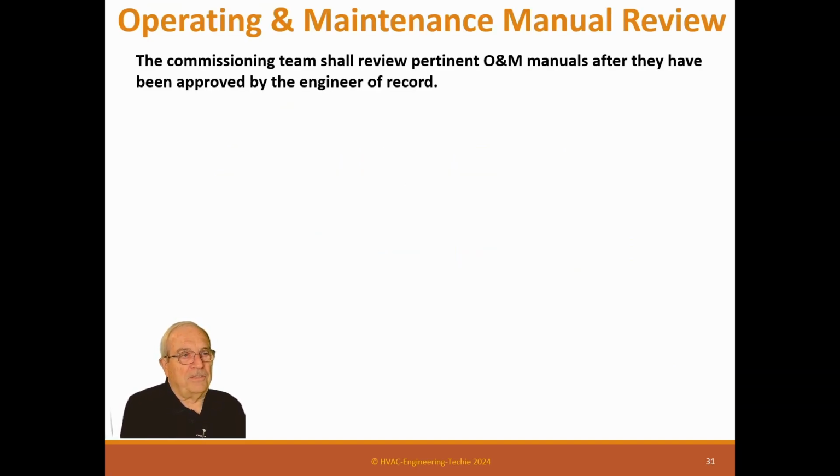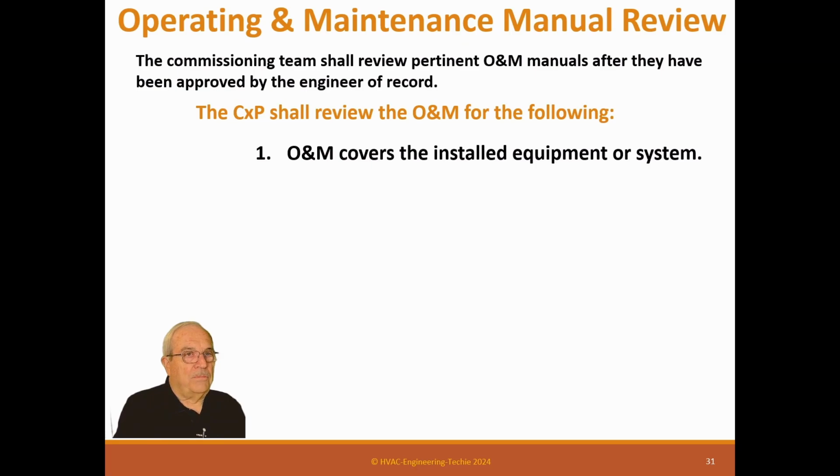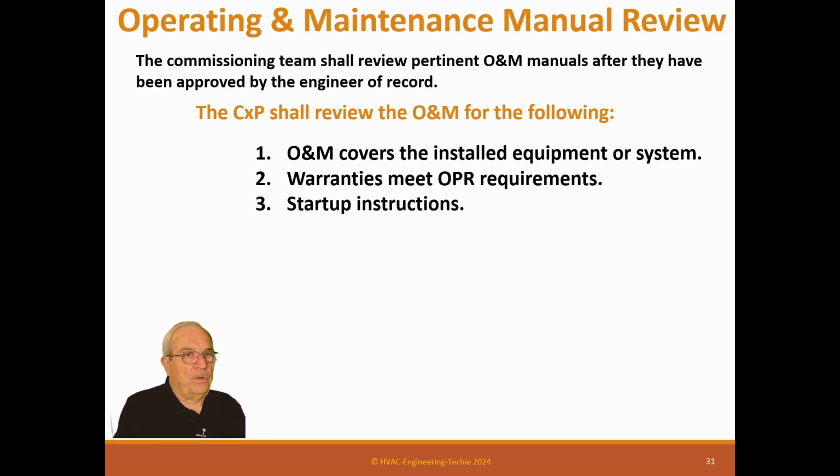Operation and maintenance manuals reviewed. This is one of those work tasks that is not much fun, but it is important. The commissioning team shall review the pertinent O&M manuals after they have been approved by the engineer of record. It's really important that it be after they have been approved. The CXP shall review the O&M manual for the following. O&M covers the installation equipment or the system. Warranties meet OPR requirements. Now, this first one, you say, well, that doesn't make sense.